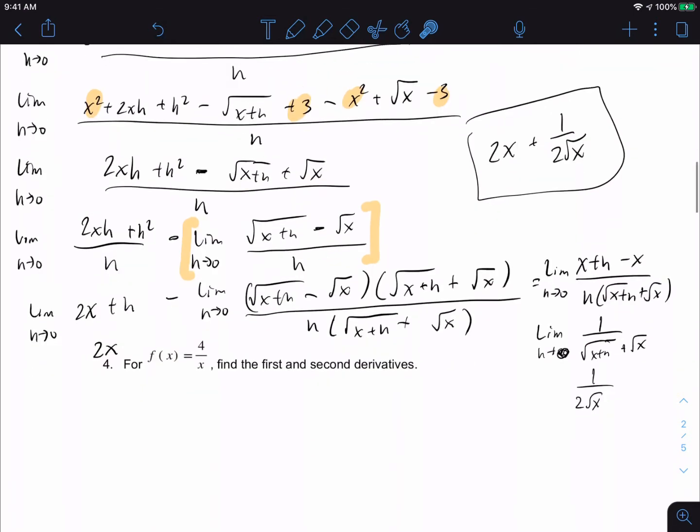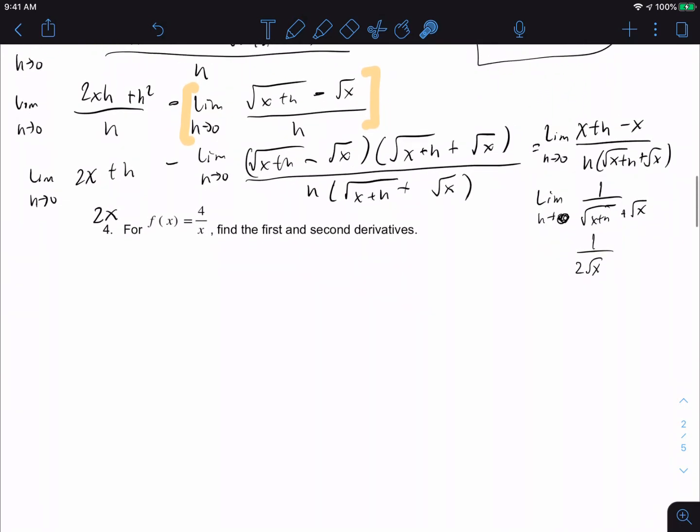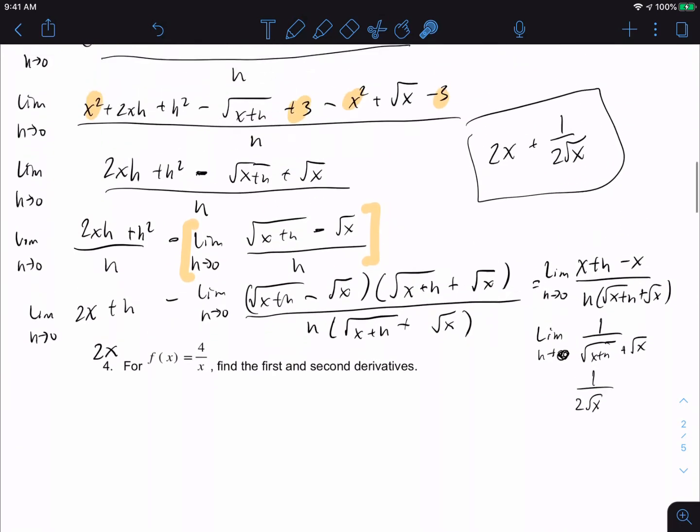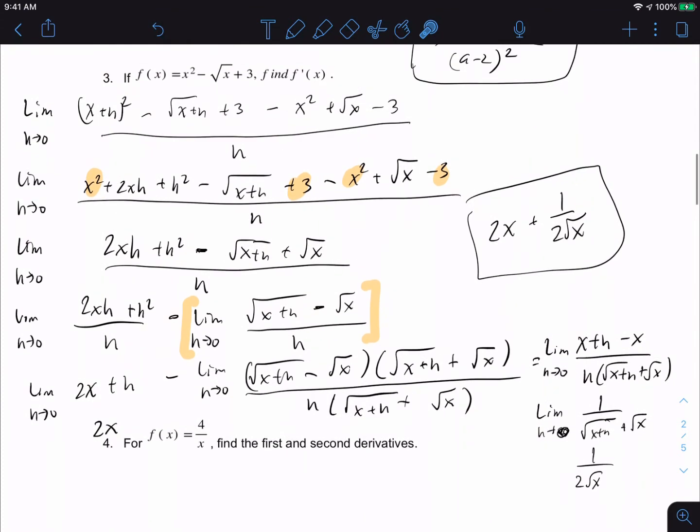Okay, let me do number 4. Sorry, I also had a question real quick. You know how you plug in the 0 for h in the denominator? How come you don't do that to the numerator? There's nothing left in the numerator. Oh, I'm so sorry, never mind. Does that make sense? Thank you.